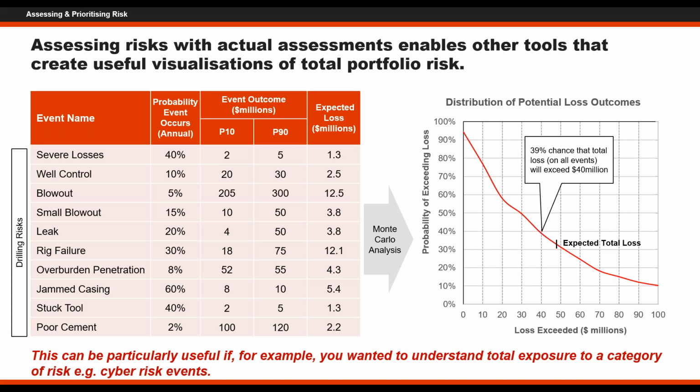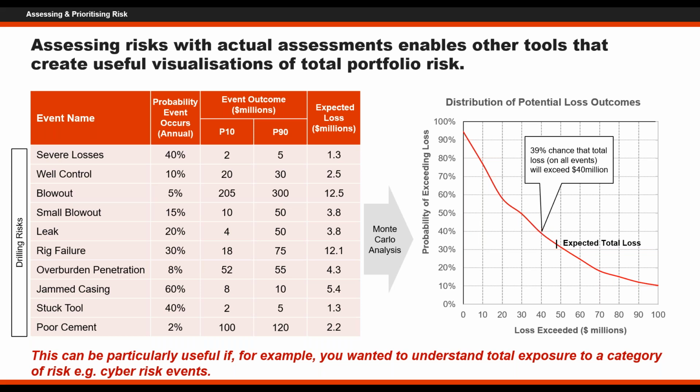So what would P90 in that case mean? I'm reading the graphic on the right-hand side. We're saying there is a 39% chance the total loss will exceed 40 million. So let's be clear that the graphic on the right-hand side is not plotting the distribution of the very first loss there, the severe losses. It's not plotting the distribution of value between the 2 and the 5 there. What I'm plotting on the right-hand side is the distribution of loss over this whole portfolio of things.